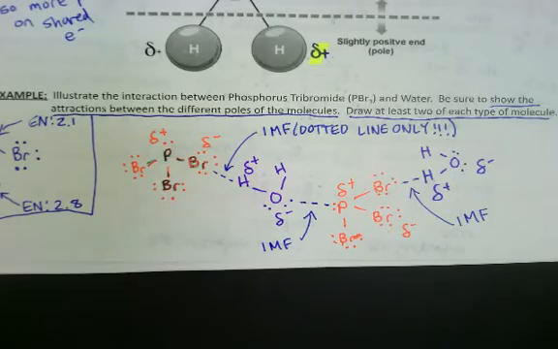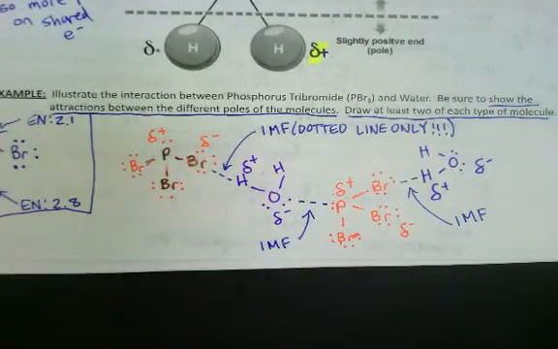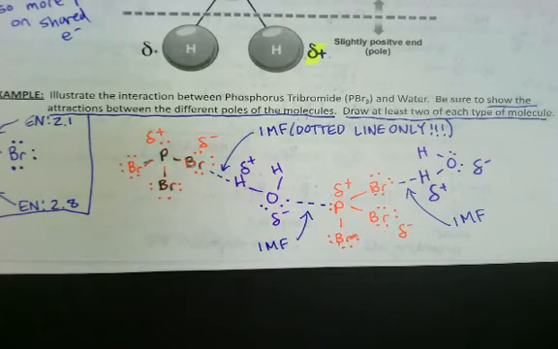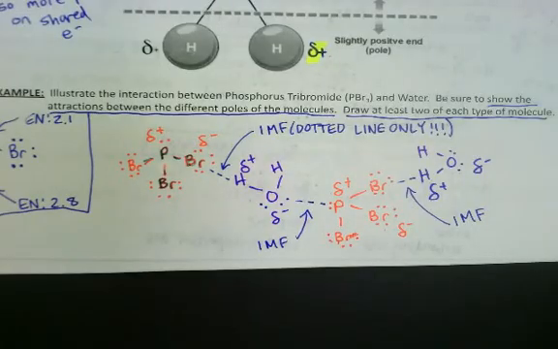So I drew 2 of each type of molecule. I made sure that my hydrogens and my bromines were shown to be attracted to one another, since those are my partial positive and negative poles. Or that my phosphorus and my oxygen were attracted to each other. Because again, partial positive, partial negative, the positive and the negative are attracted to one another, opposites attract.